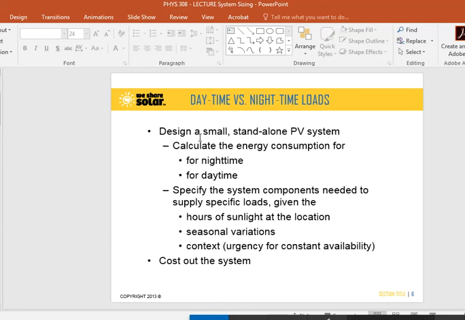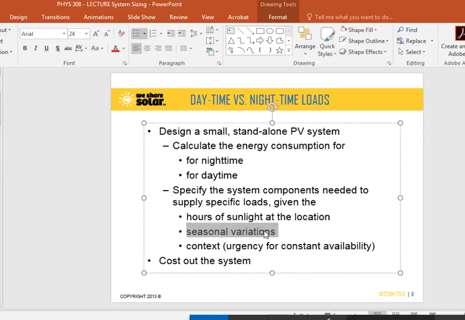We're going to need to be thinking about daytime and nighttime loads separately. Why? Isn't it all just energy? Well, the nighttime is going to depend on that energy being able to be stored by a battery. And so we'll need to be thinking about the number of hours of sunlight at your location, maybe some seasonal variations, especially if you're far away from the equator, and then the context.